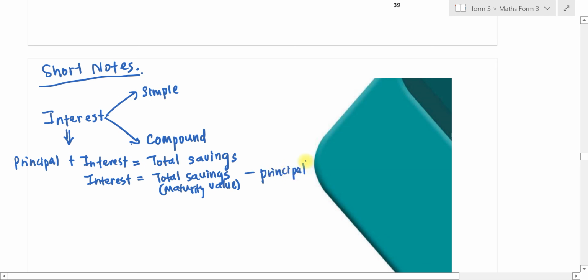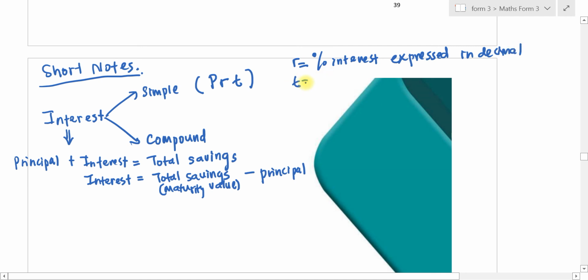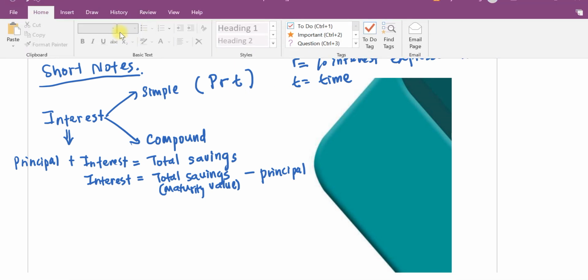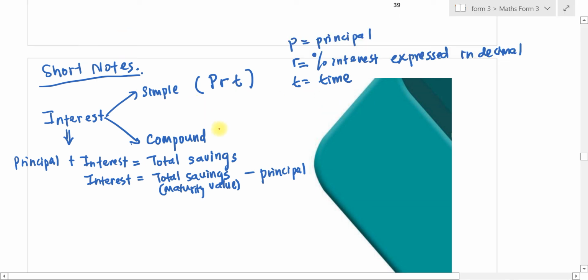Okay, so for simple interest, the formula is PRT. Remember your R is the percentage of interest expressed in decimal. A few things to note: T is for the time and P for the principal. All right, simple interest is like that.